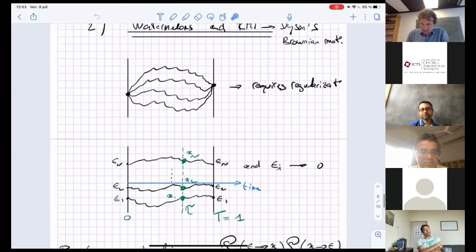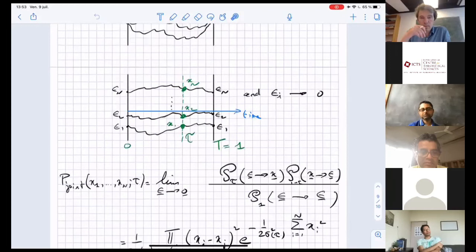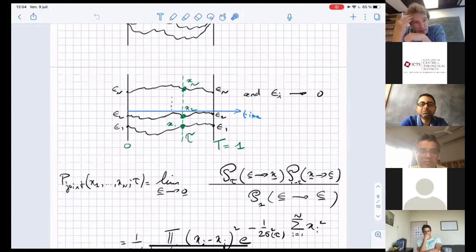I was thinking about a connection to these fermions. I mean, there is no amplitude for all the fermions to be at the same point. Taking this epsilon going to zero, what does that mean? Yes, I guess probably there is a connection, right?